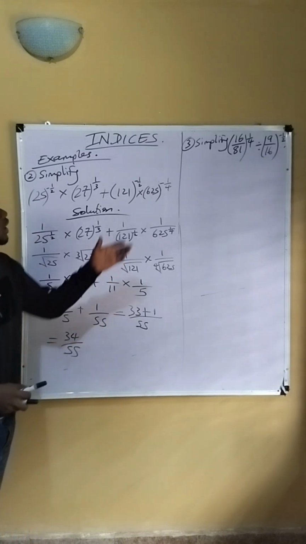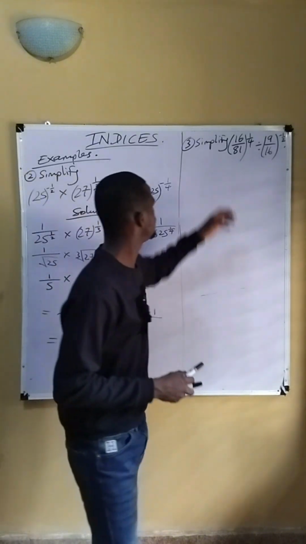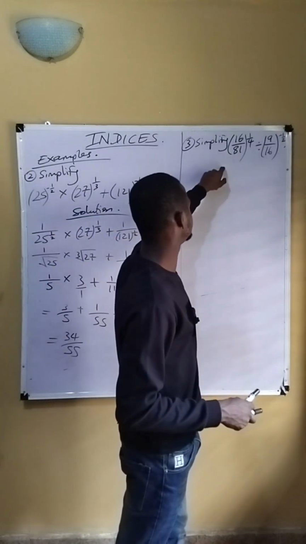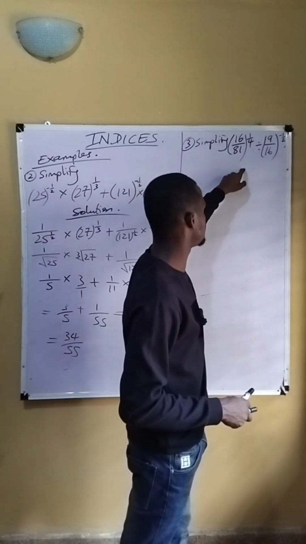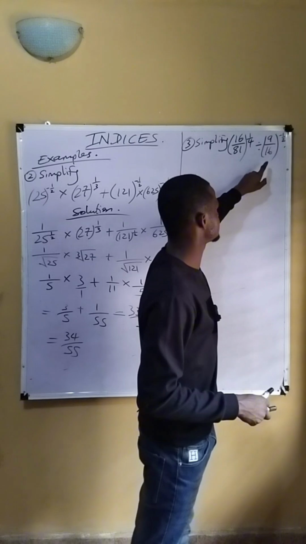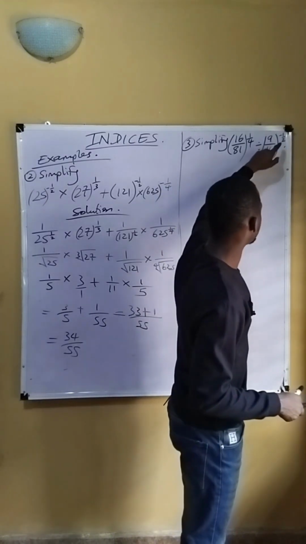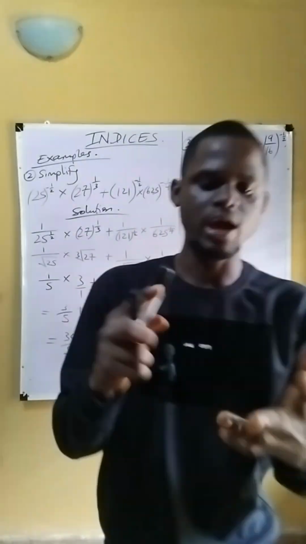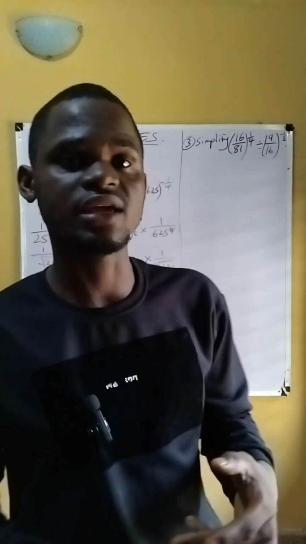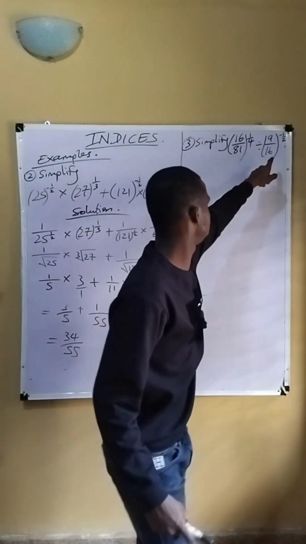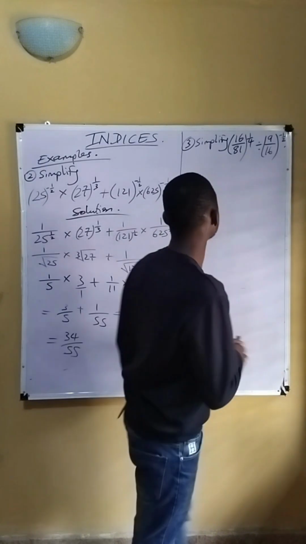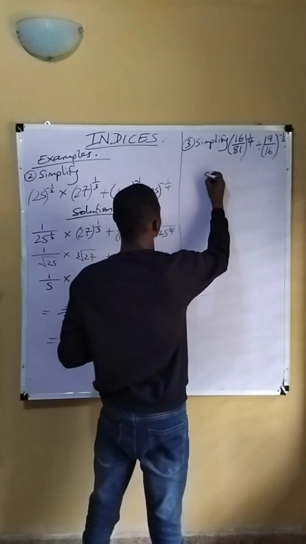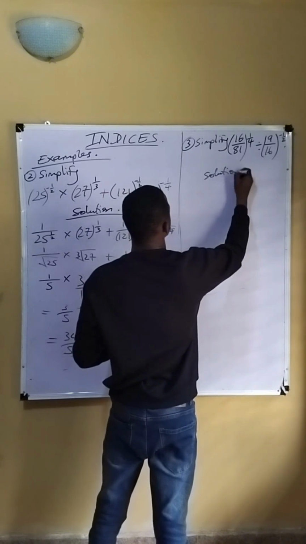Okay. Our next question is simplify 16 all over 81 all raised to the power of 1 all over 4, divide by 9 all over 16 all raised to the power of minus 1 all over 2. What's the first thing you need to do? You need to quickly eliminate the negative sign in the index. Now, this one has a negative sign. Quickly eliminate it. We are going to have the solution.